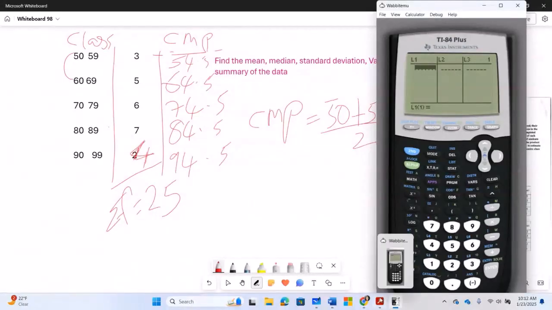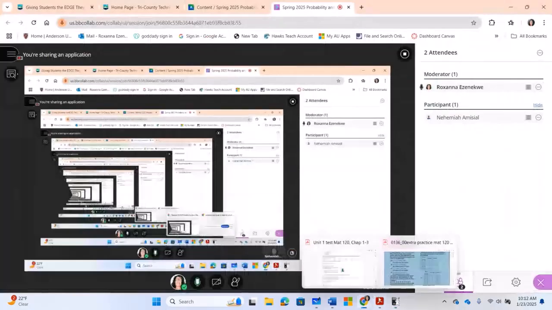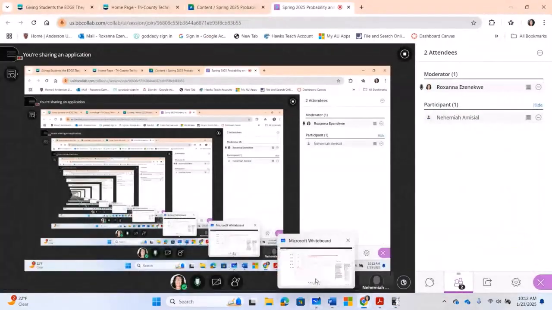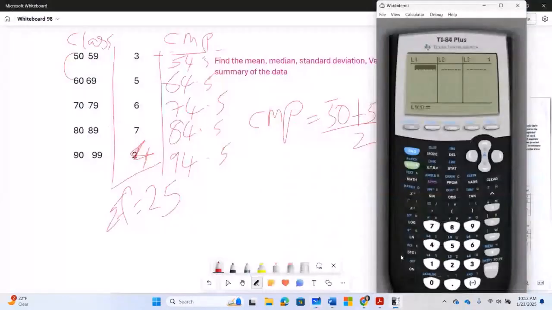Oh, let me make sure that I'm recording. That way, those who are not here will, okay, I'm recording. Okay, I'm going to go back. All right, so put the class midpoint in L1.